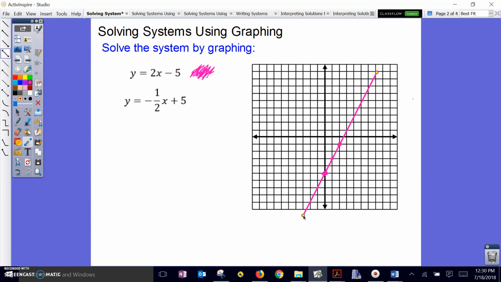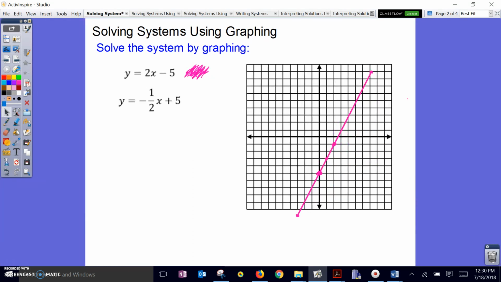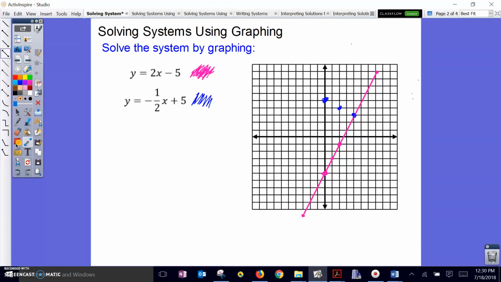I'll use my ruler. It's especially important when we're solving systems by graphing that our lines are as accurate as possible, because we're looking for the points where these lines intersect. And if we're less than accurate with our graphing of the points, we're going to find solutions that are not correct. And now we're going to graph the second line, y equals -1/2x plus 5. It's got a y-intercept of +5 and a slope of -1/2, so I'm going to go down 1 and over 2 to the right, down 1 and over 2 to the right, and then I'm going to connect those points with a line.